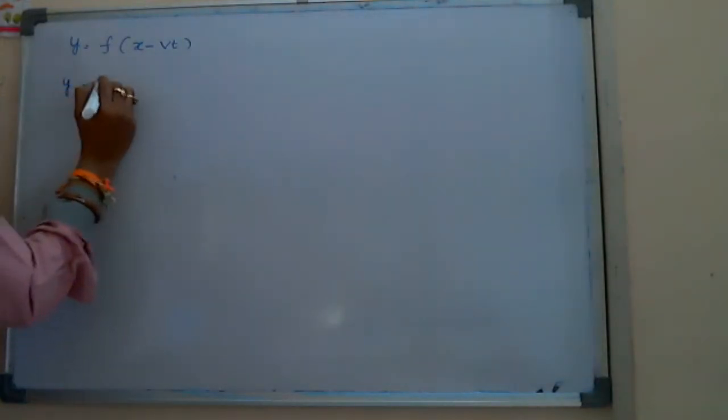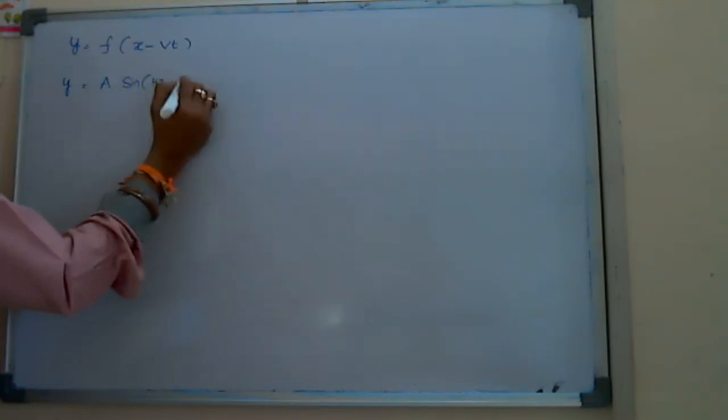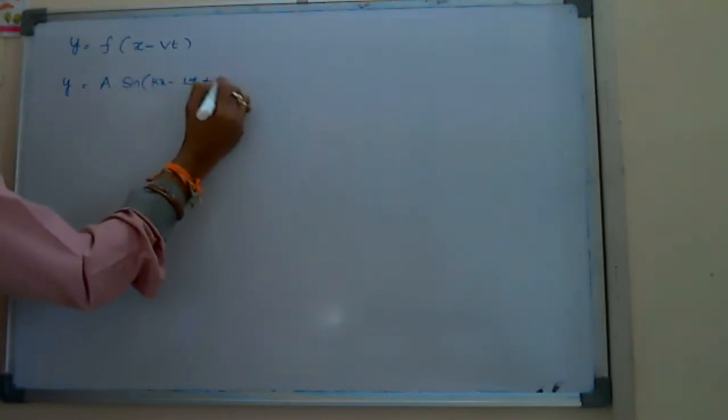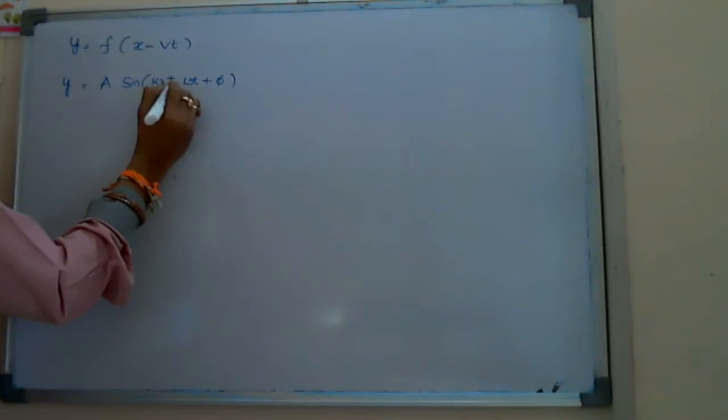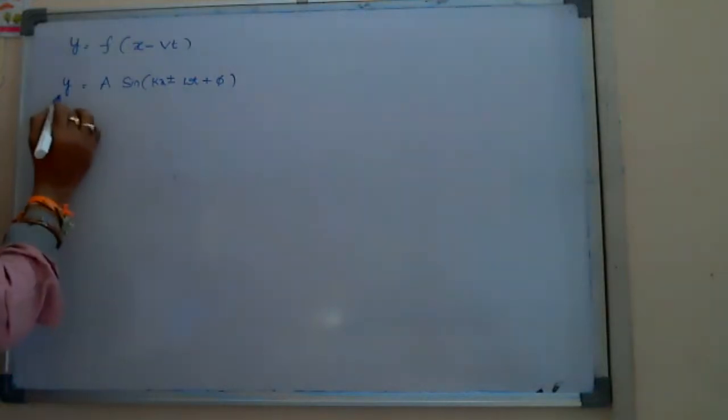Suppose we write it in trigonometric form, like sine or cos, as sin(kx minus omega t plus or minus phi). Here also it is plus or minus phi, depending upon whether the wave travels along the positive x-axis or negative x-axis.